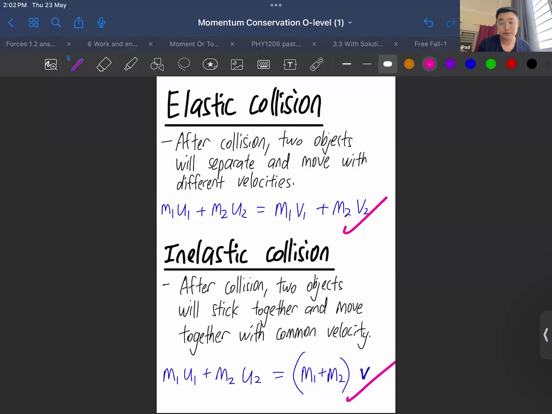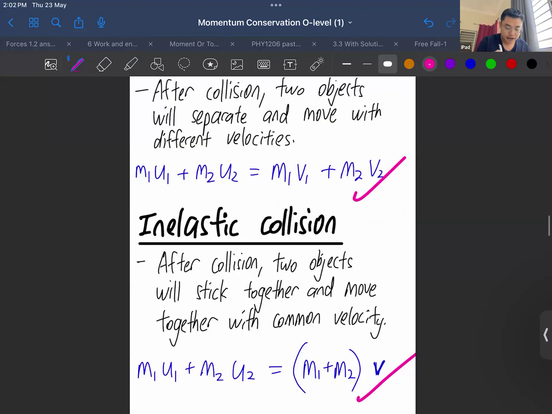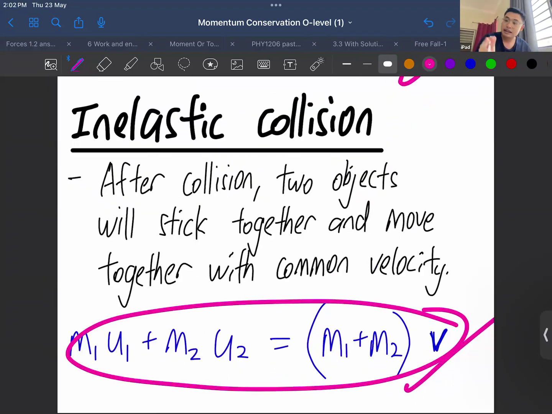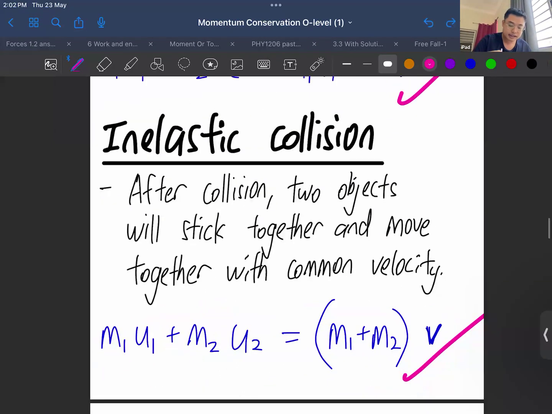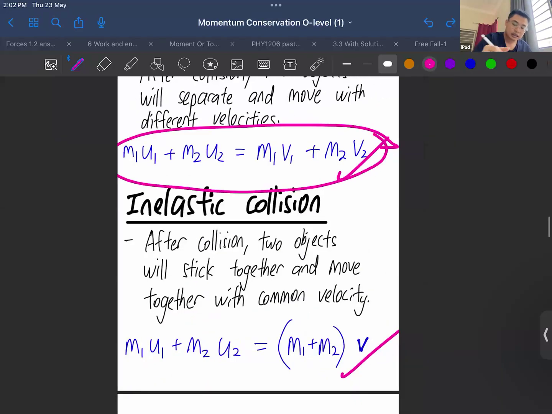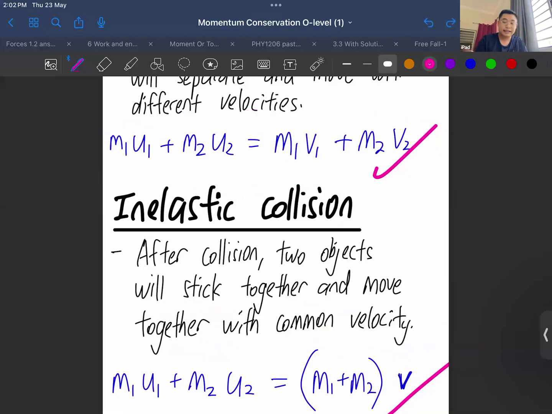But to be honest with you, this formula is almost the same as this formula. Because for inelastic collisions, since they said common velocity, of course v1 equals v2, so we would just simply call that v. All right, so this is the first difficulty that we encountered.